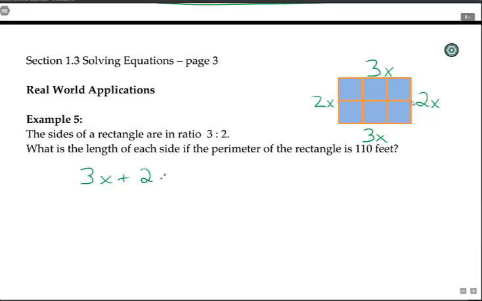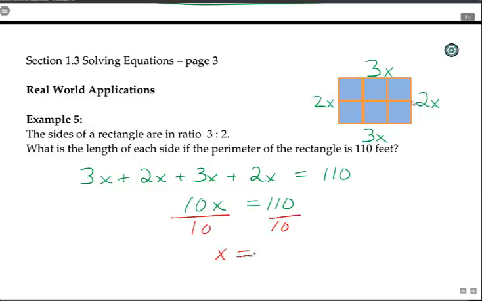3x plus 2x plus 3x plus 2x, and that equals my perimeter of 110 feet. Well, that's 10x equals 110 feet. To divide this, I'm sure at this point you can very easily see you divide both sides by 10, which gives you a value of x equals 11. Is the answer 11? No. The question is, what is the length of each side? So we're going to take that value and plug it back in. And we're going to say 3 times 11 is 33 feet. And then we're going to say 2 times 11 is 22 feet.